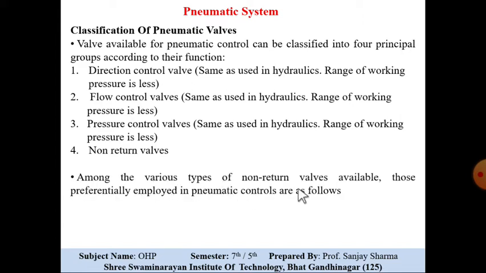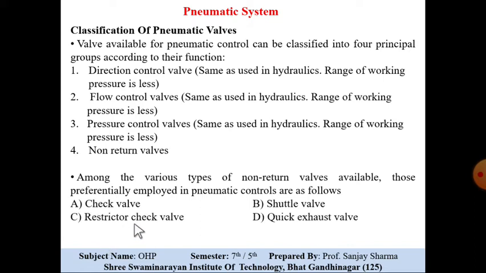Among the various types of non-return valves available, those preferentially employed in pneumatic control are as follows. The first is check valve, second is shuttle valve, third is restrictor check valve, and the fourth is quick exhaust valve. So let us see all these valves one by one.